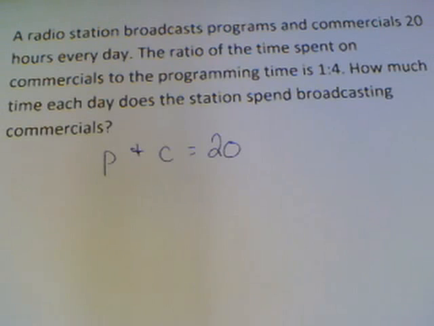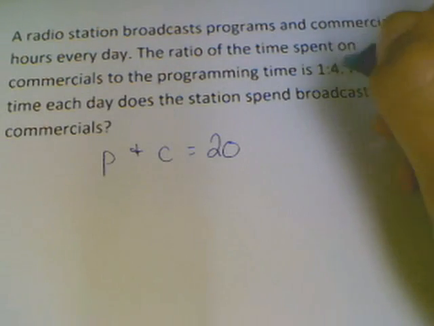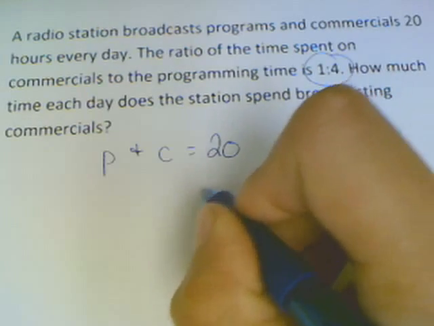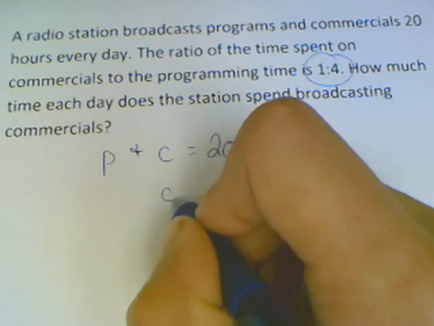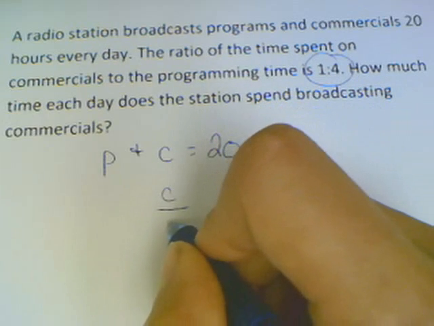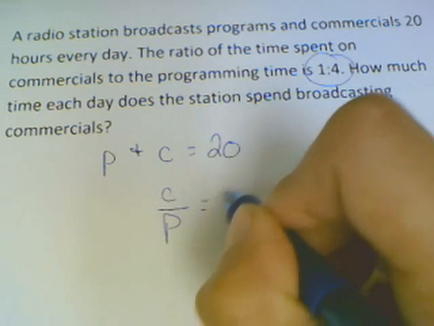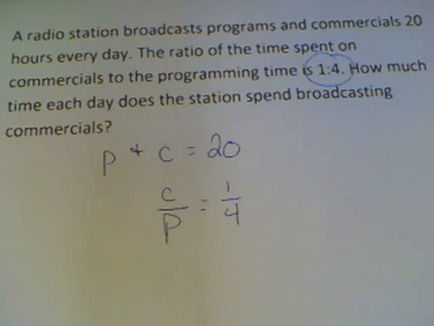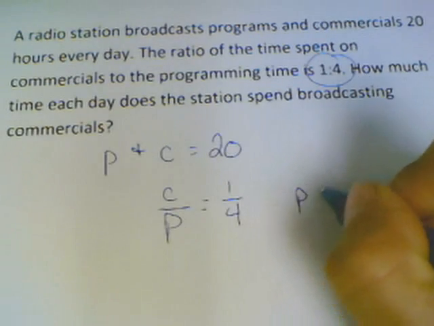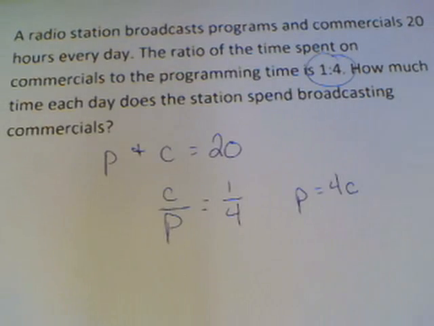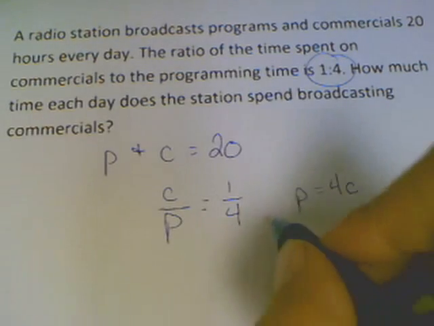The second equation is not quite as obvious. I know that the ratio is 1 to 4, so that means if I take the amount of time spent on commercials and divide it by the amount of time spent on programming, that ratio should equal 1 over 4. I'm going to rewrite this equation a little bit nicer and cross multiply. By cross multiplying, I'm going to get that P equals 4C.